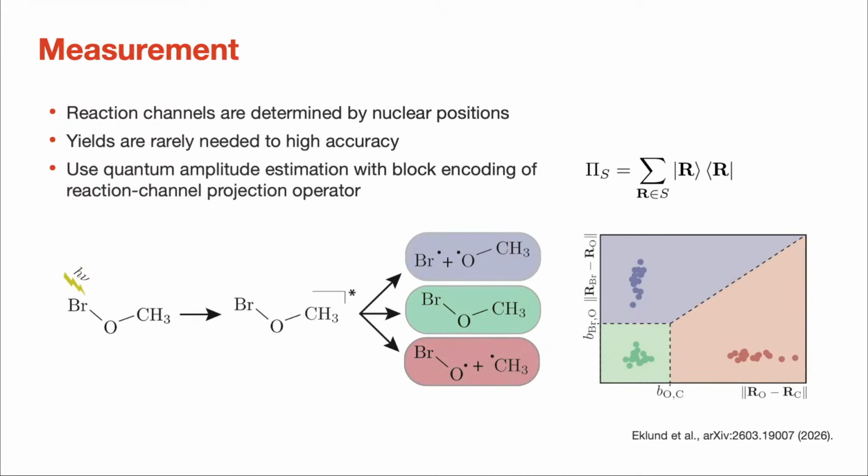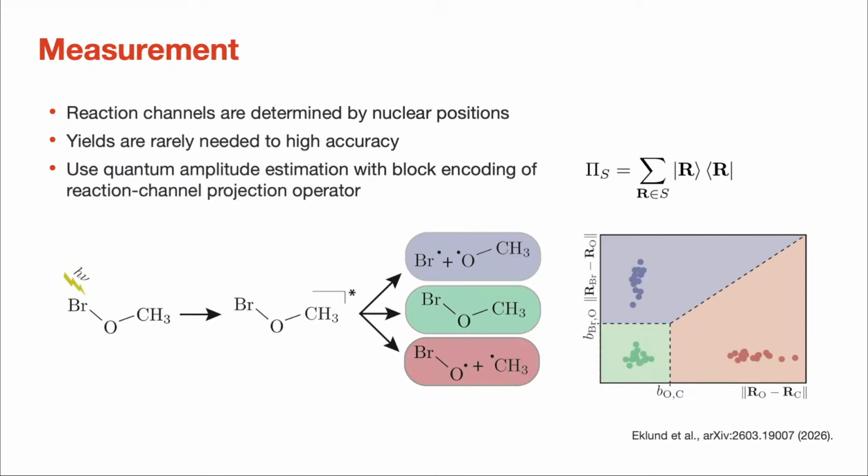And then when you get to the measurement, well, you can measure whatever you want in principle. The example that we give is the measurement of reaction yields. So if I have a molecule here, light comes in, and I want to know, for example, whether this bond is going to break, whether nothing's going to happen, or whether this bond is going to break.